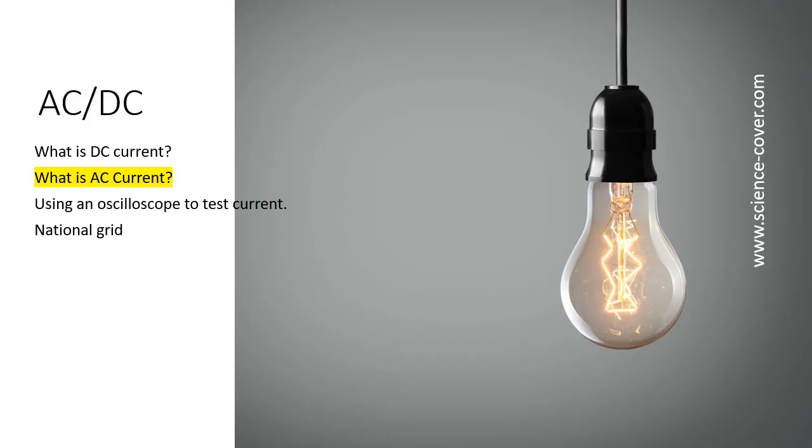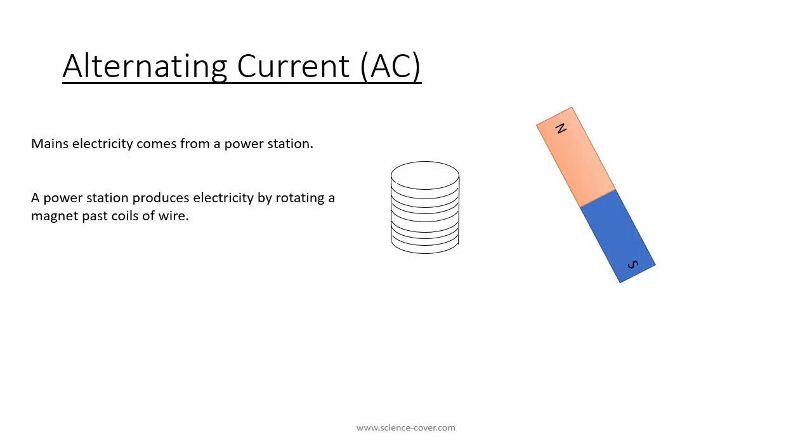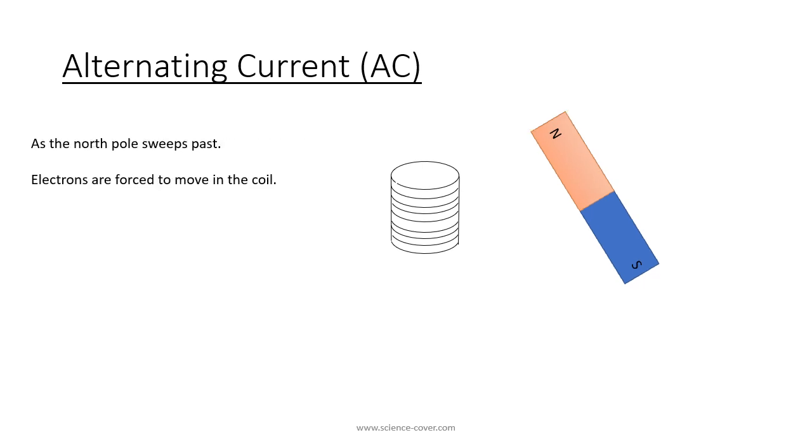Now let's look at an AC current. An AC current is an alternating current. Mains electricity is an alternating current. This is because it's produced at a power station where a magnet is moving past a coil. As the North Pole sweeps past the coil, electrons are forced to move inside the coil. This creates an electric current.